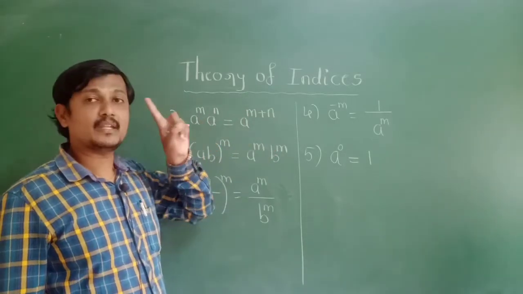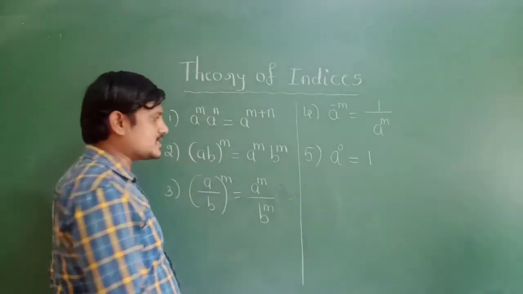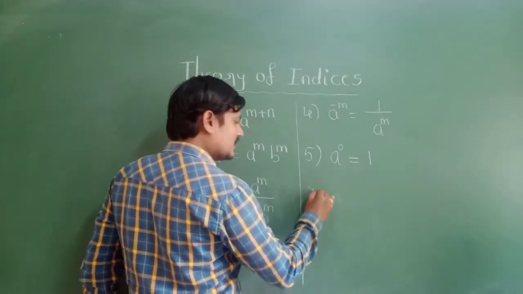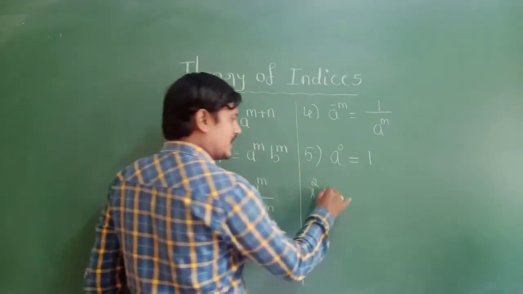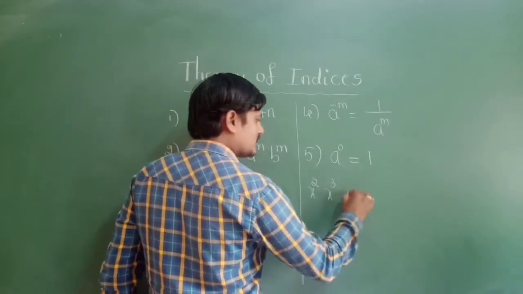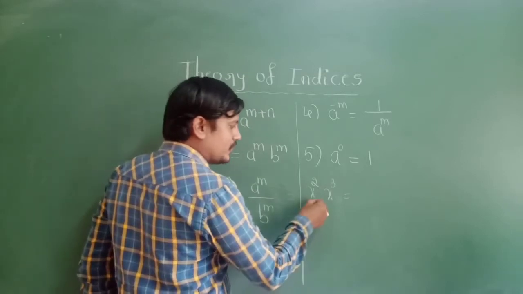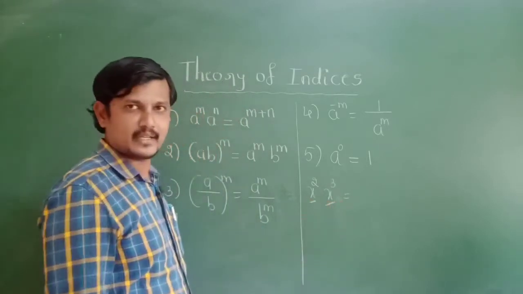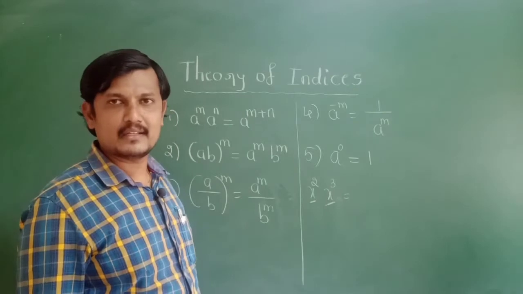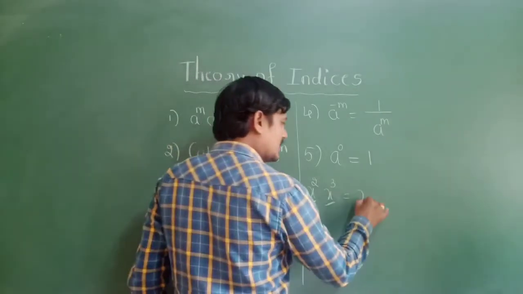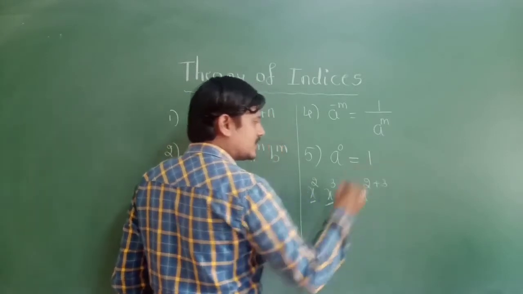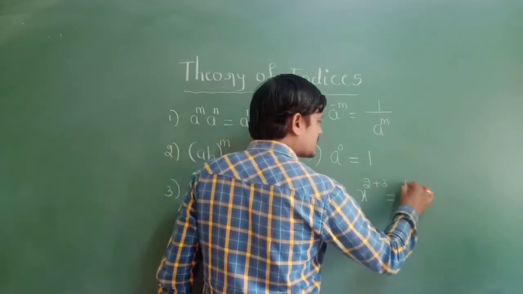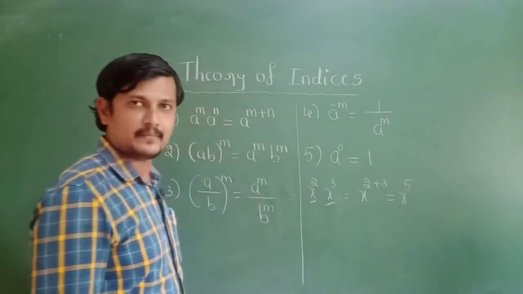only when the base is the same. For example, here x to the power 2 is there and here x to the power 3 is there. Here both bases are x, therefore we can add the powers. What is the power here? First one 2, then 3. Therefore 2 plus 3, therefore x to the power 5.